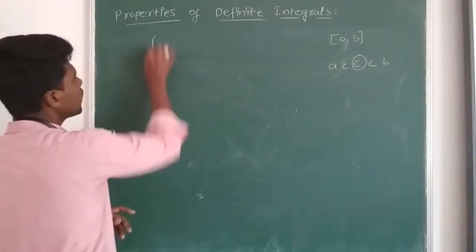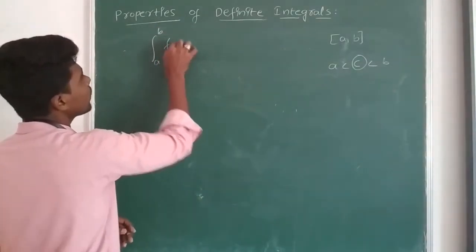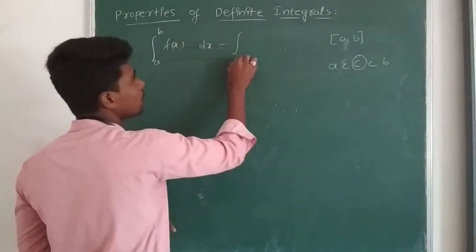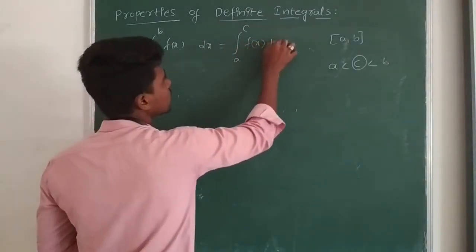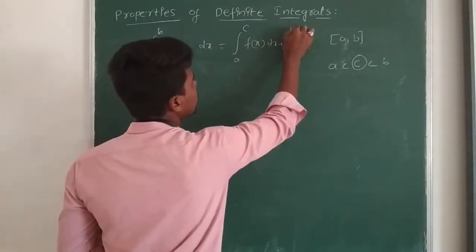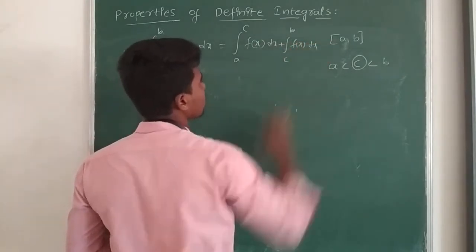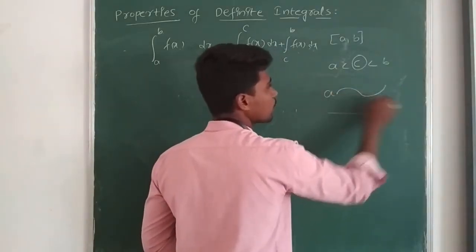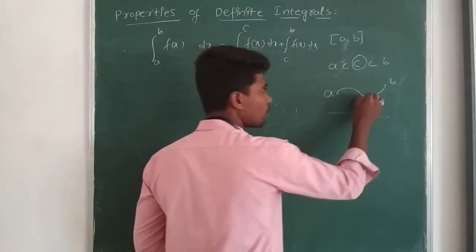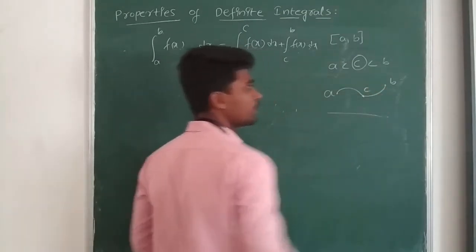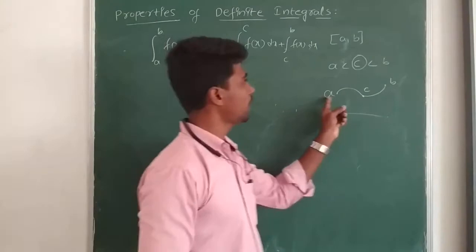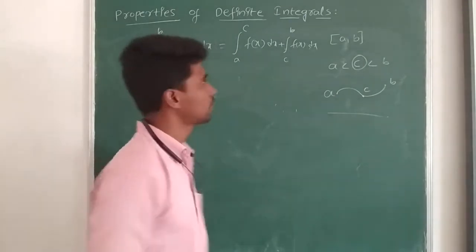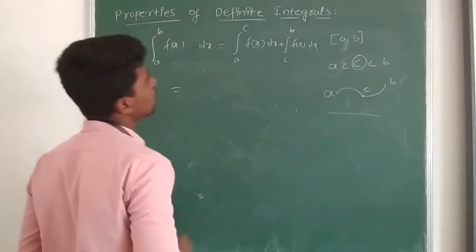Now the integral a to b f of x dx can be written as integral a to c f of x dx plus integral c to b f of x dx. Suppose I have a curve like this, with a starting point and an ending point. I consider a point c in between a and b. Then I can write the integral as integral a to c f of x dx plus c to b f of x dx.